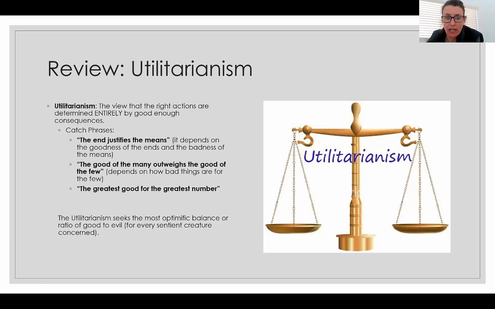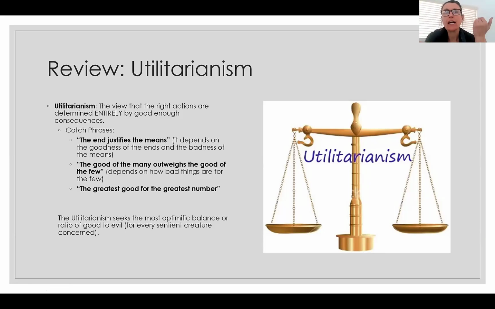The end would have to be good enough, and the means would have to be much less bad than the end you're trying to achieve. So utilitarianism is basically a balancing act. It's the view that the right actions are determined entirely by the consequences, and that is by good enough consequences. Different types of utilitarianism cash out what good enough means. They cash it out in pleasure, happiness, well-being, preference satisfaction, choosing this state of affairs that would be better than an alternative state of affairs.